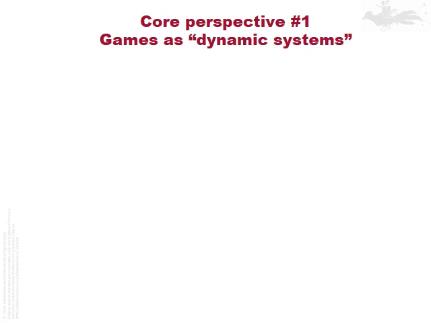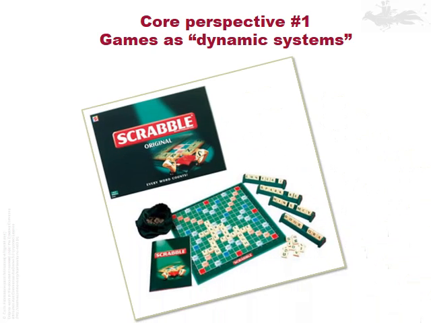The first perspective that we will consider regards games as dynamic systems. Systems are wholes composed of interrelated and interacting parts. Interactions between parts originate dynamics within the system. Then, can games be viewed as dynamic systems? For example, think about a game like Scrabble. Is it a proper dynamic system?